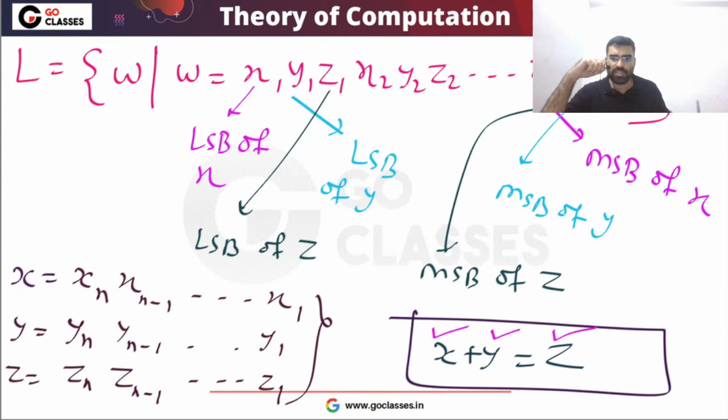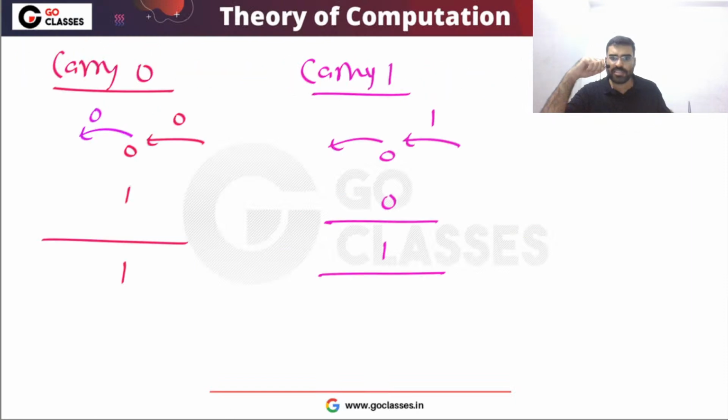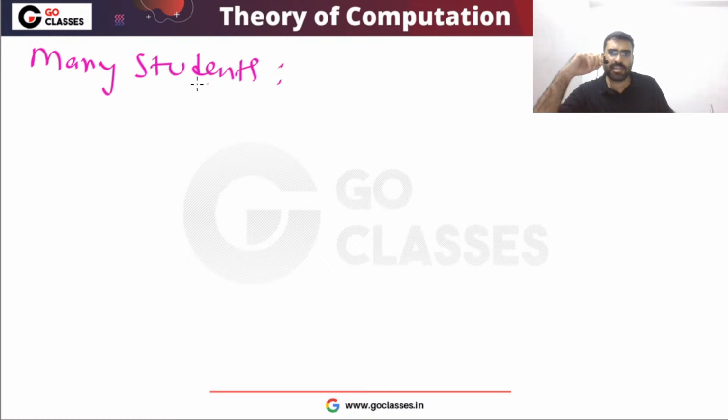Now let me tell you a few very interesting things. We have seen the DFA, but now the interesting part is going to come. Many students memorize this statement by heart: a DFA, finite automata, can do addition. Many students do this. They memorize this statement by heart.